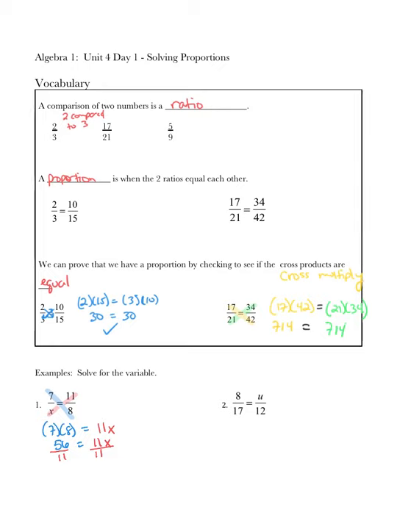And we're going to leave it as 56. So we're going to leave it like this. 56 over 11 equals x. Just leave it like that. The decimal's long and repeating. It's 5.09 repeating.